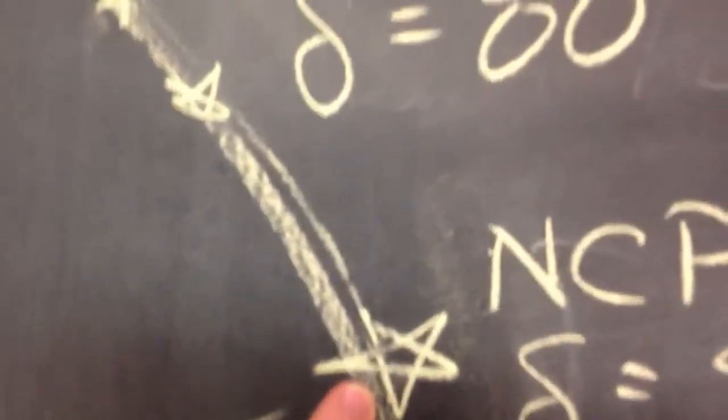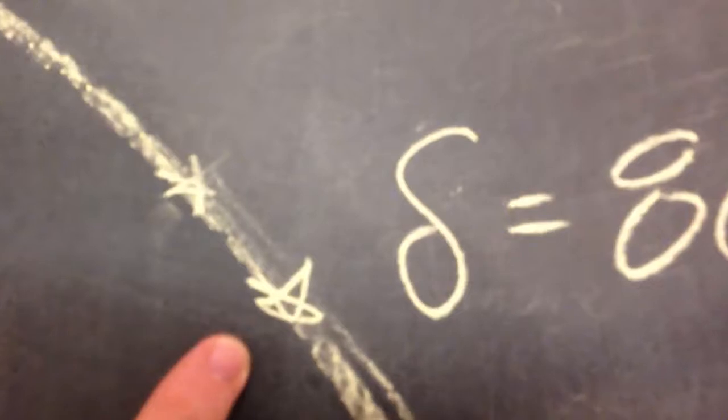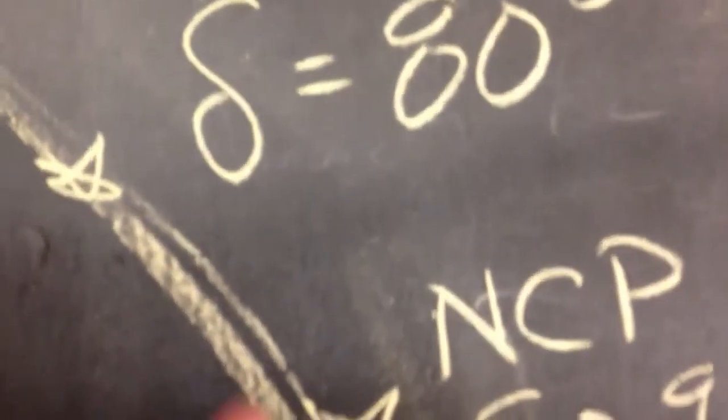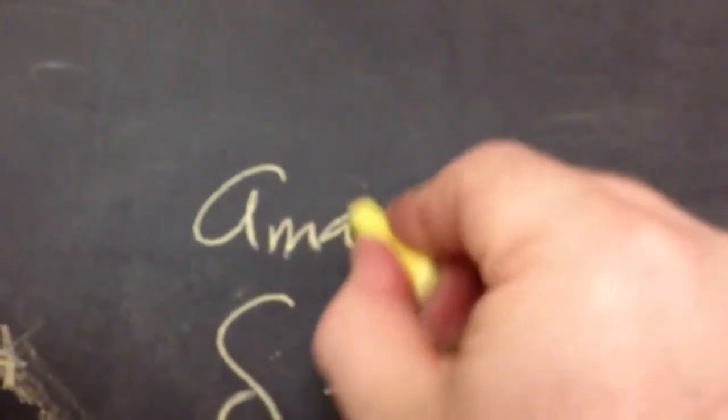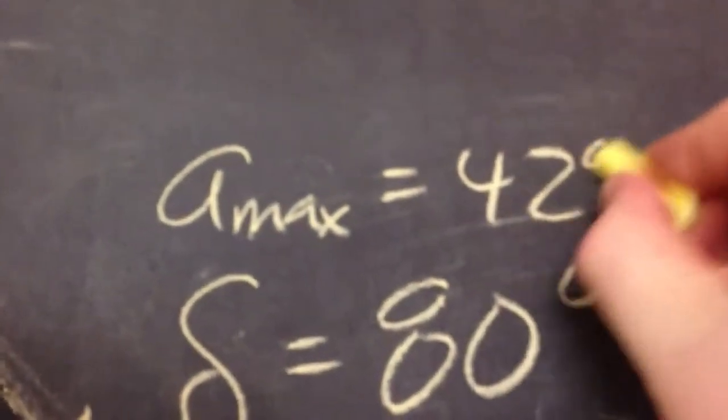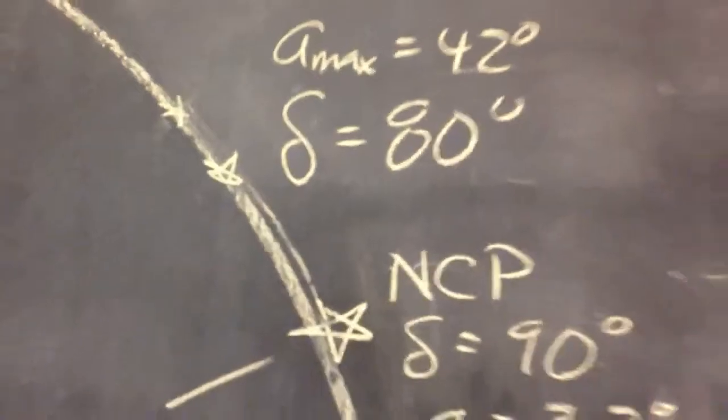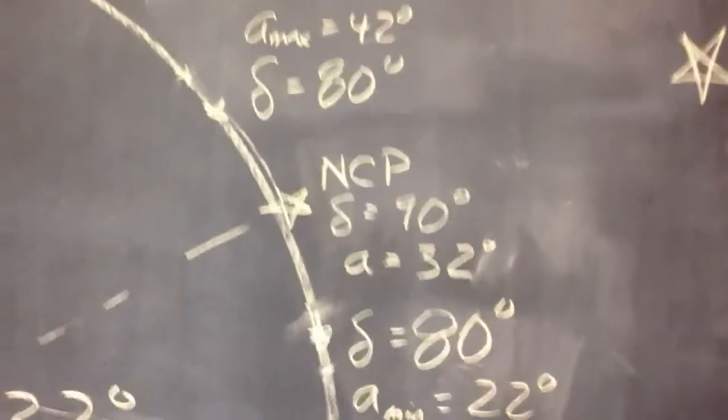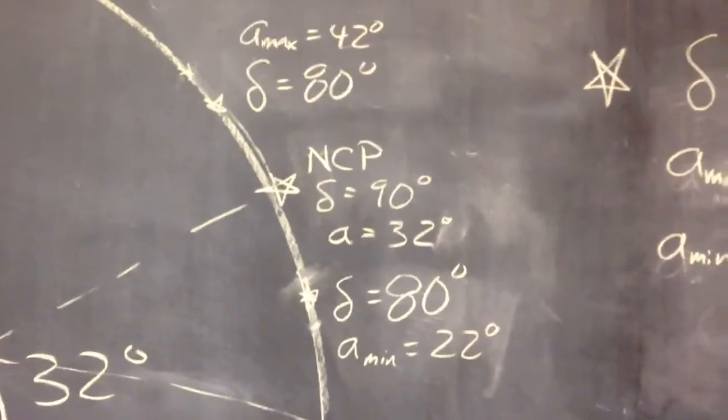And then if you have the star getting a maximum altitude, it's going to be when it crosses the meridian up here. And so then you take the 10 degrees plus 32, and you find that the maximum altitude is 42 degrees. So only circumpolar stars really have maximum and minimum altitudes like we see here.